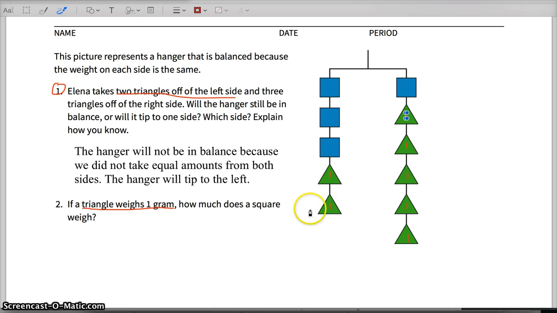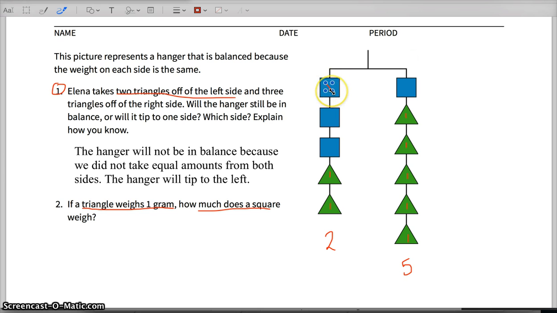So right now we know that this side has 2 grams because there are 2 triangles here. And we know this side has at least 1, 2, 3, 4, 5 grams because there are 5 triangles here. But we don't know the value of the squares. And they're asking us, how much does a square weigh? Well, we don't know. But we do know that the hanger is balanced, so we can use that. And we also know from this that all the squares weigh the same.